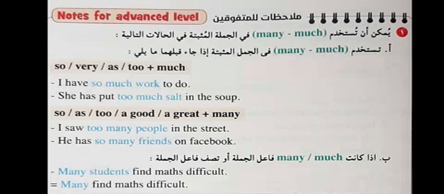We can also start a sentence with many and much, even though that sentence is not in the negative form, or even we can use much and many as pronouns. For example, many students find math difficult. It is equal to many find math difficult. Of course, many people, many students.